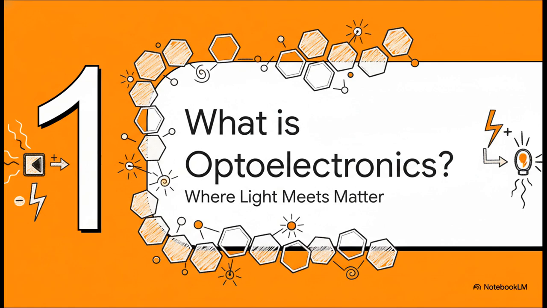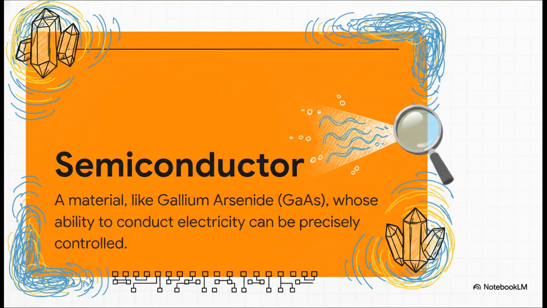At its core, it's pretty simple. It's the science and engineering behind devices that do two things, and they do them really well. They turn light into electricity, and they turn electricity back into light. That's it. It's the ultimate translator between the world of photons and the world of electrons. And the secret ingredient, the magic material that makes this all possible, it's something called a semiconductor.